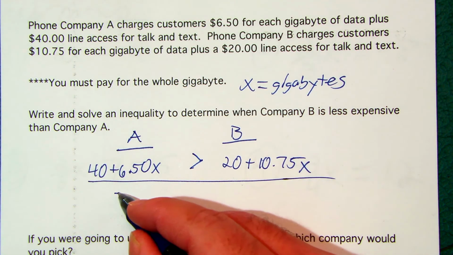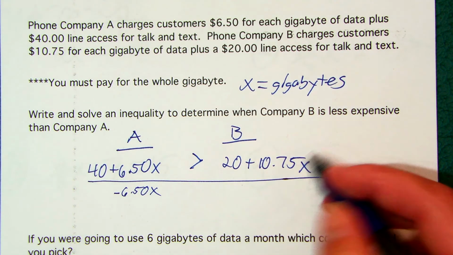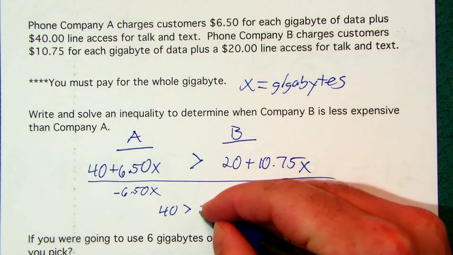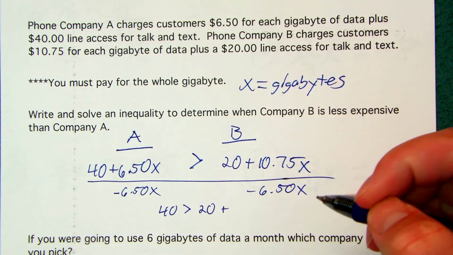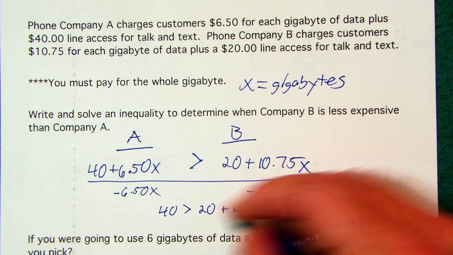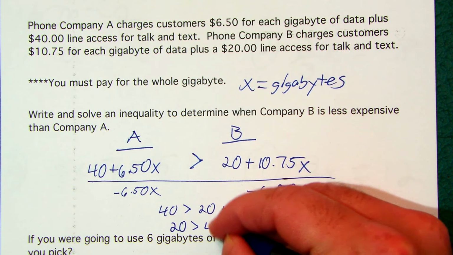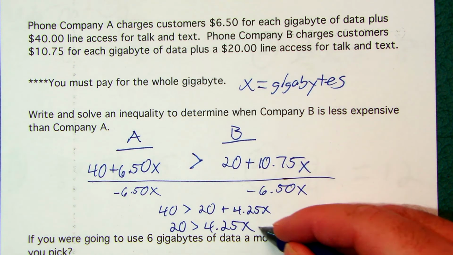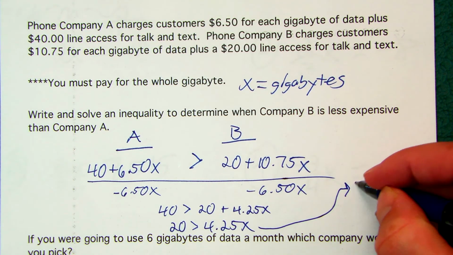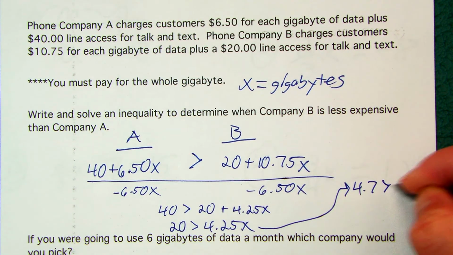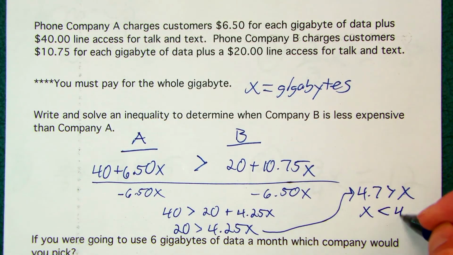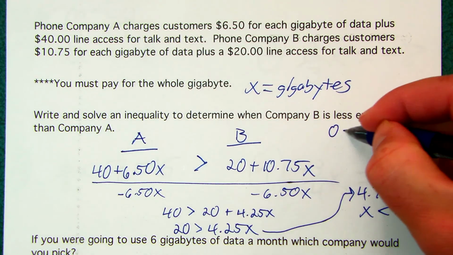So I'm going to subtract 6.50 from both sides. Subtract 20 from both sides. I'm just trying to save some space here. Then we've got to do 20 divided by 4.25. So B is going to be cheaper when x is less than 4.7.